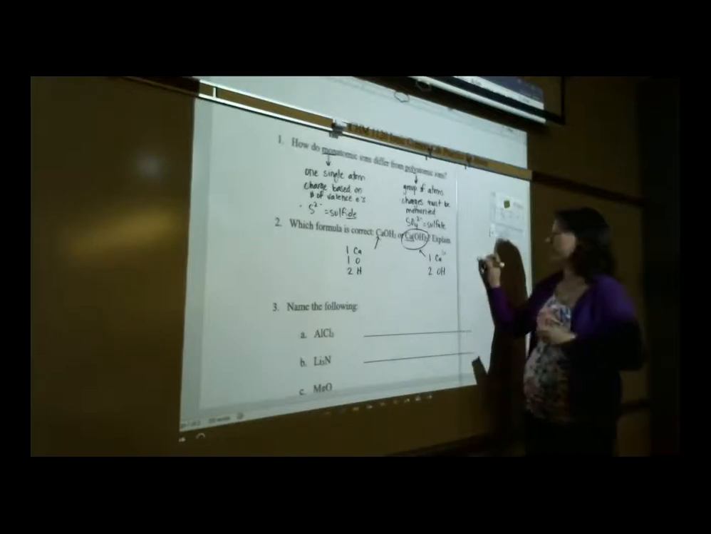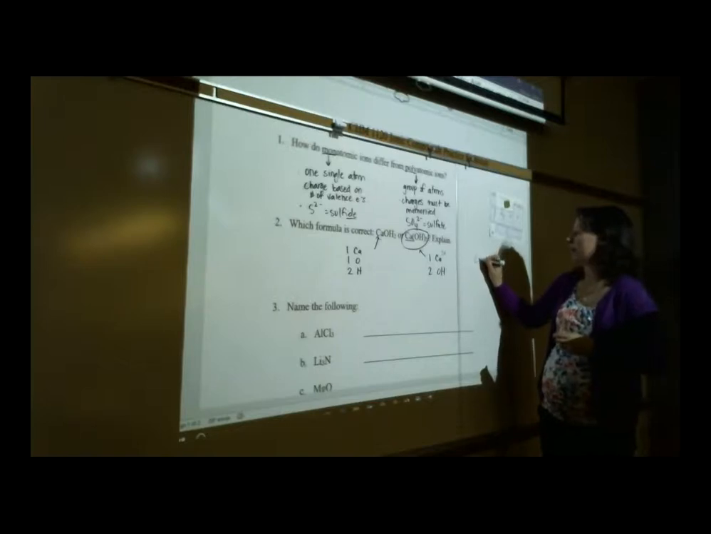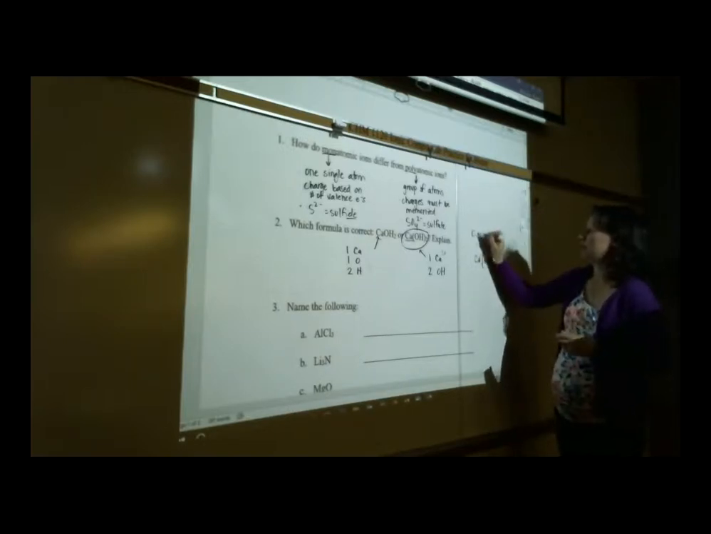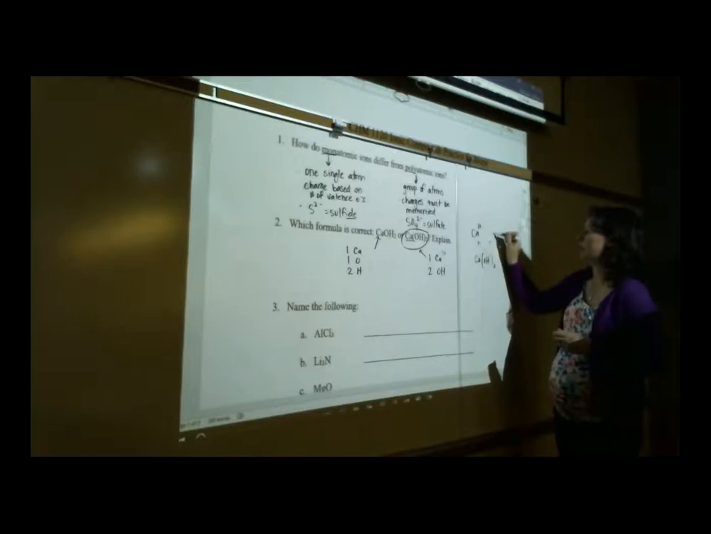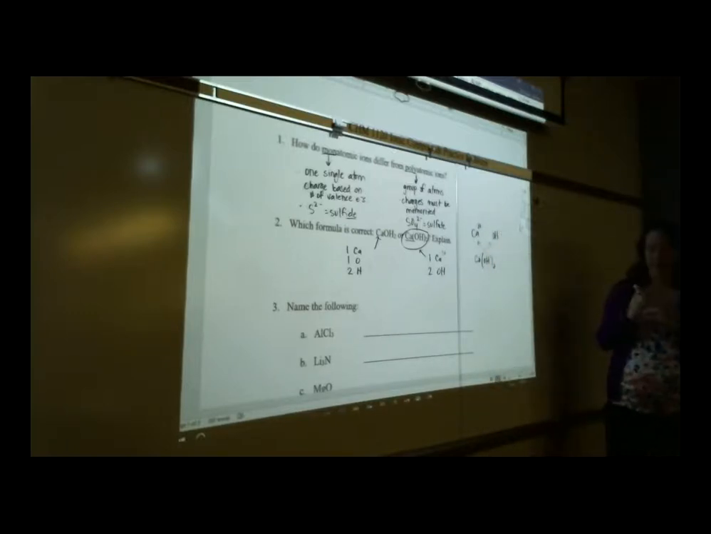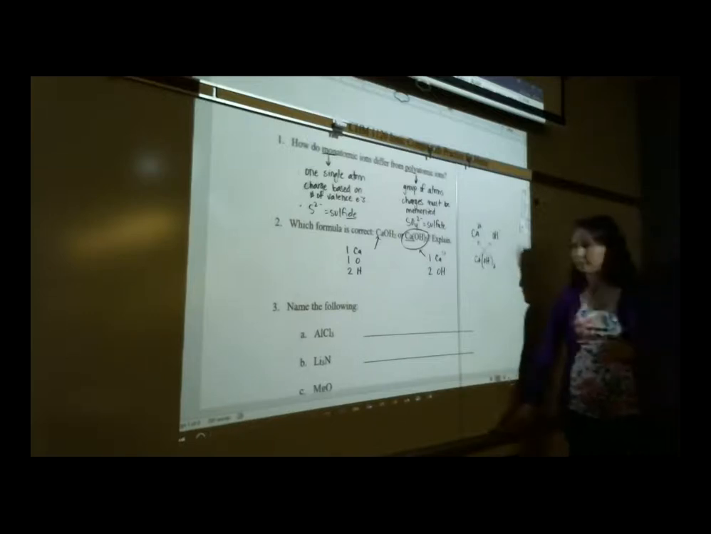Okay, that's what was used to make this. If you go back and look at how you made that, CaOH2, right? When we uncrisscross these, we get Ca2 plus and OH minus, right? We crisscross them. Good. Questions on 2?